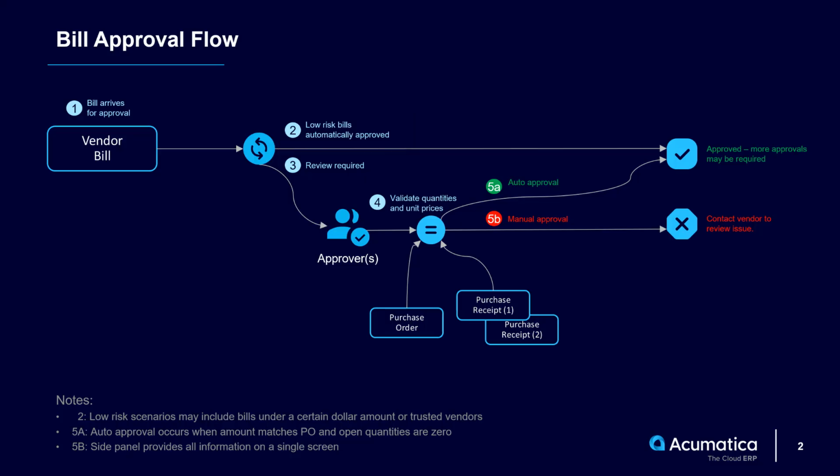When approval is required, the system can automatically approve bills where a purchase order has been created and two things are true. First, all items have been received, and second, the bill total equals the amount on the purchase order. For other scenarios, the system provides side panel information to speed the review process.